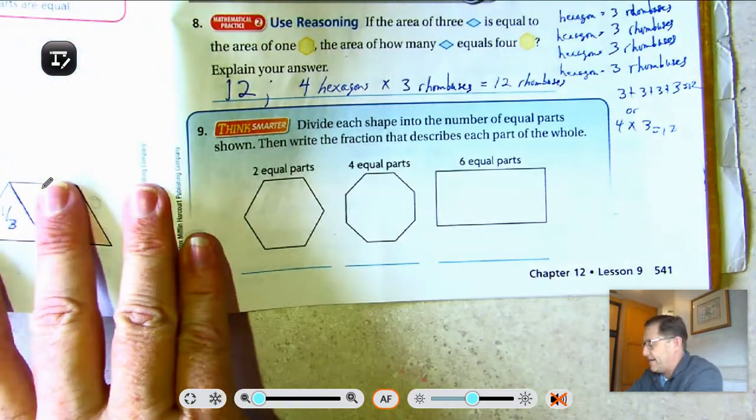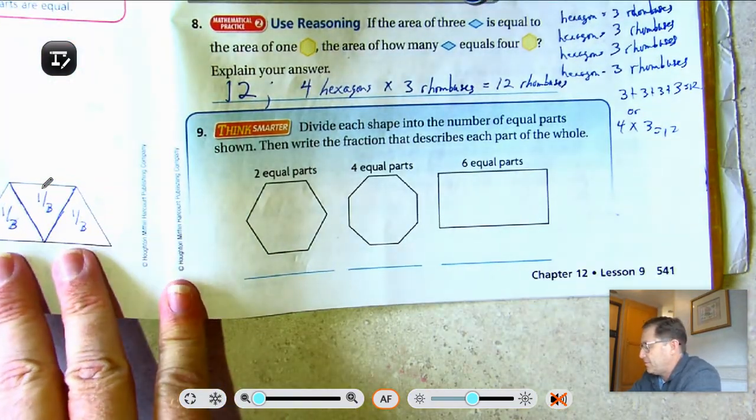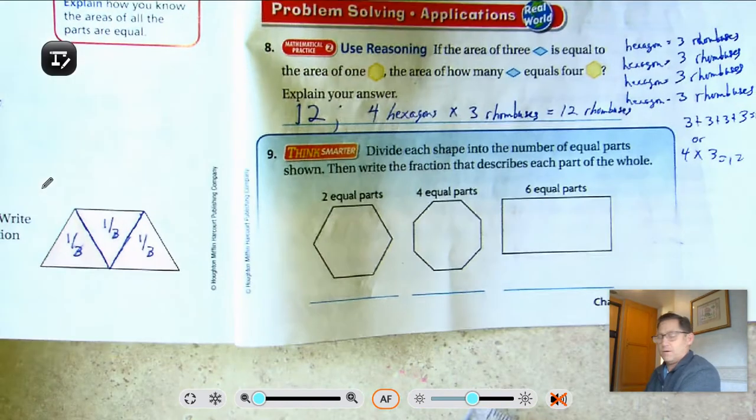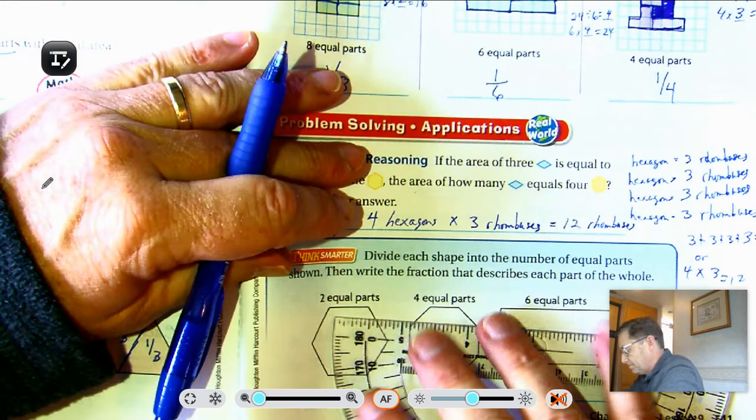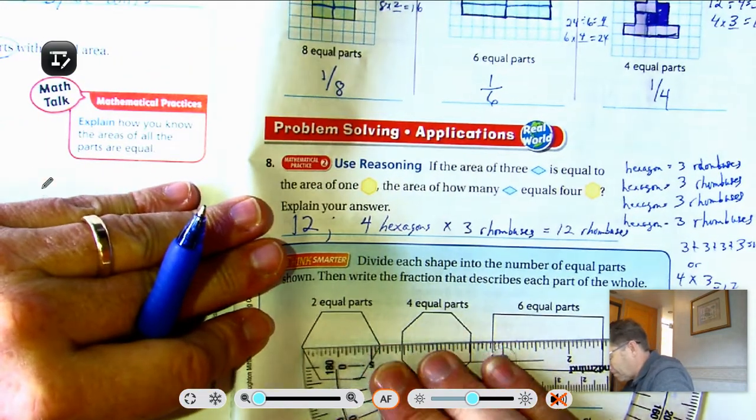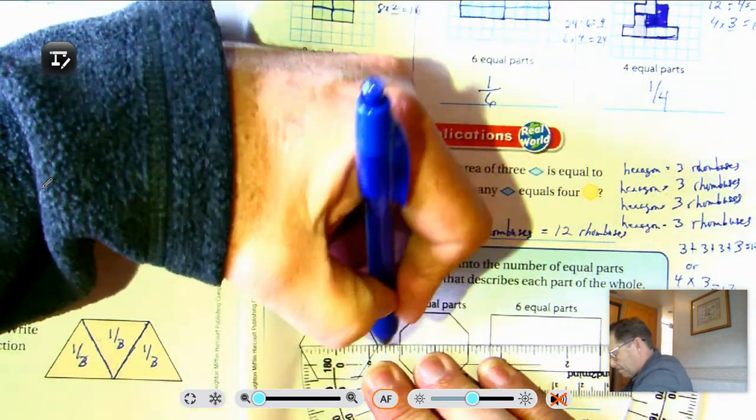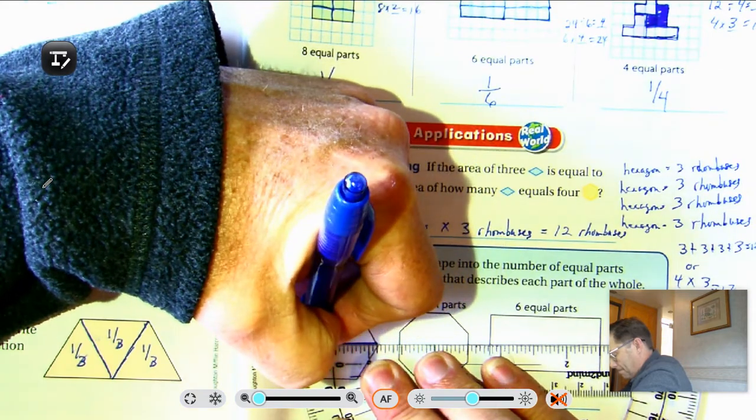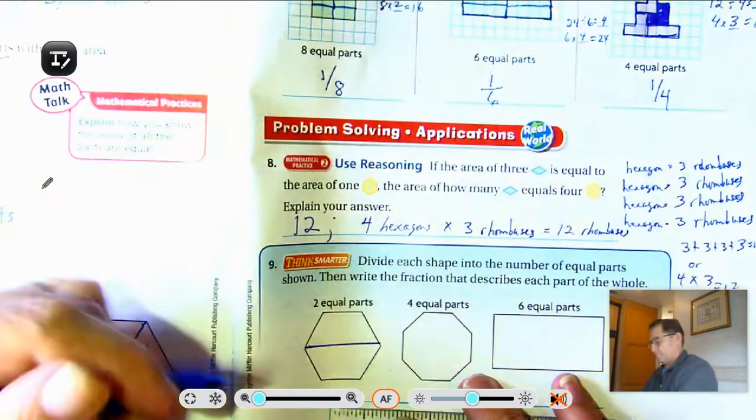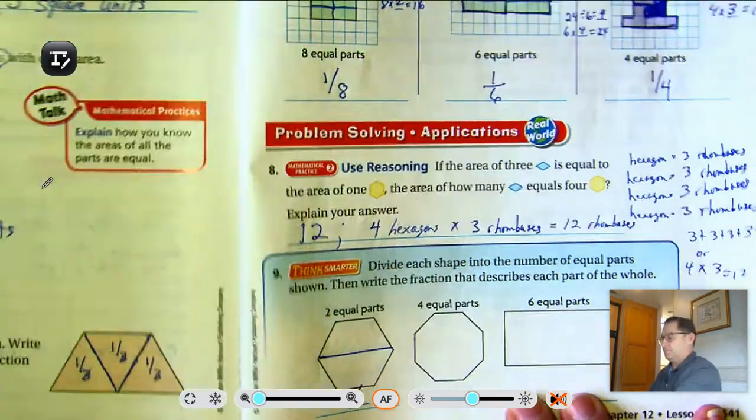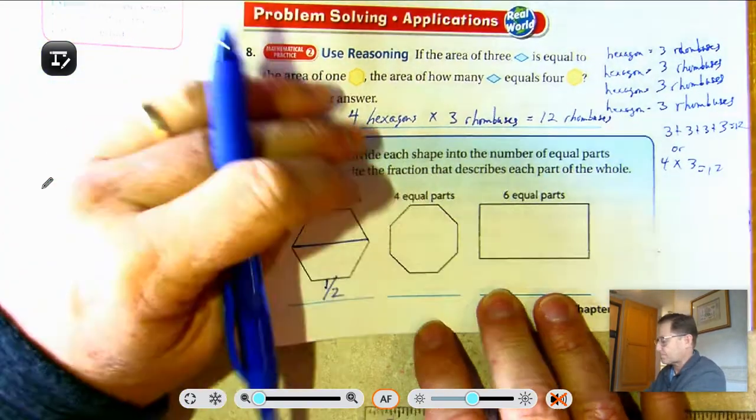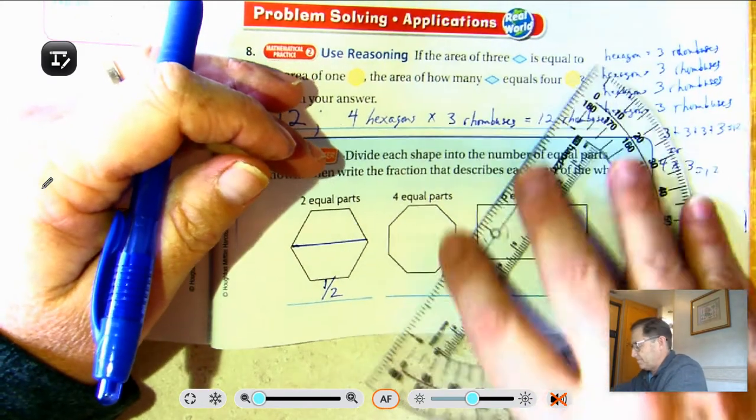And number 9, divide each shape into the number of equal parts shown. Then write the fraction that describes each part of a whole. All right, so 2 equal parts. All right. Each part is 1/2. 4 equal parts.